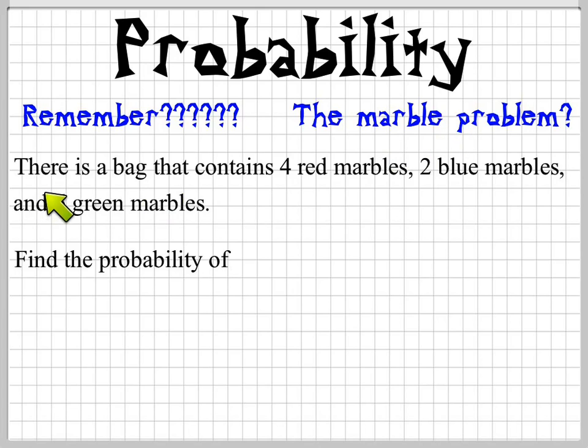Yeah. It says something like, there is a bag that contains 4 red marbles, 2 blue marbles, and 6 green marbles. Find the probability of... And it tells you something. And you have to find the probability of a certain event happening, like getting 1 blue, or getting 1 green, or something like that.